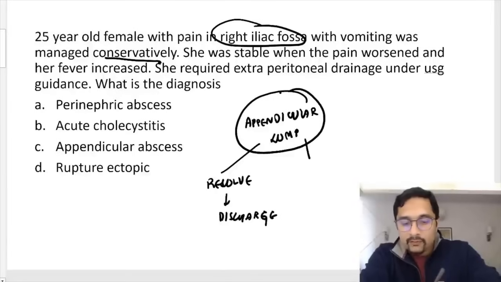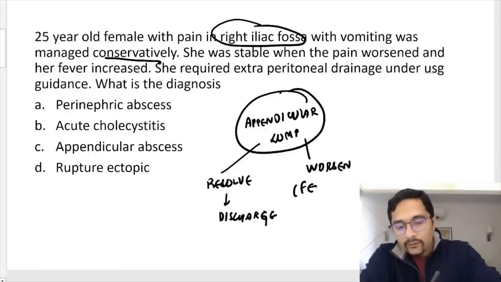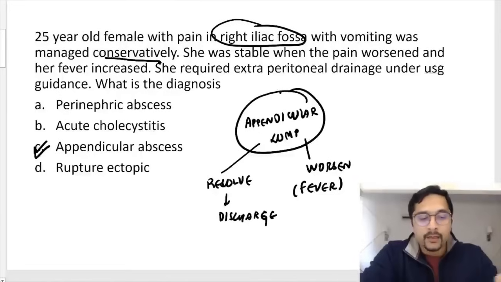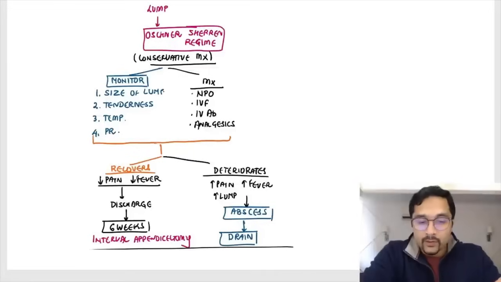Now, when conservative management was being done, either this can resolve and we can discharge the patient, or the condition can worsen like in this case and the patient can start running fever. So that means an appendicular abscess was formed and that is what was drained using extraperitoneal drainage.